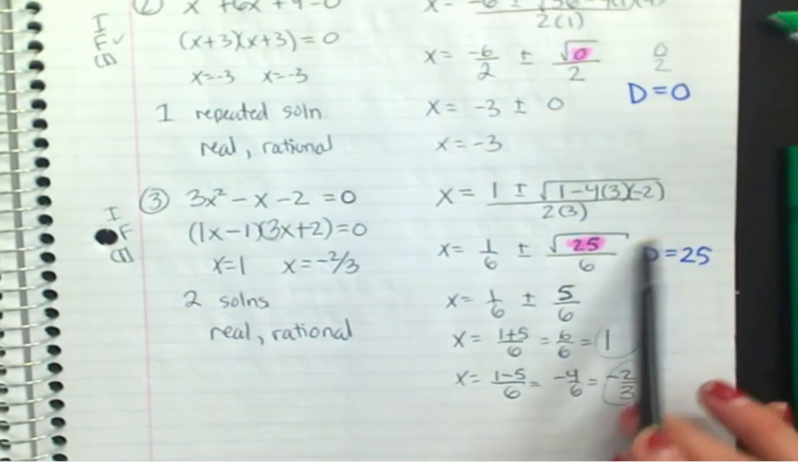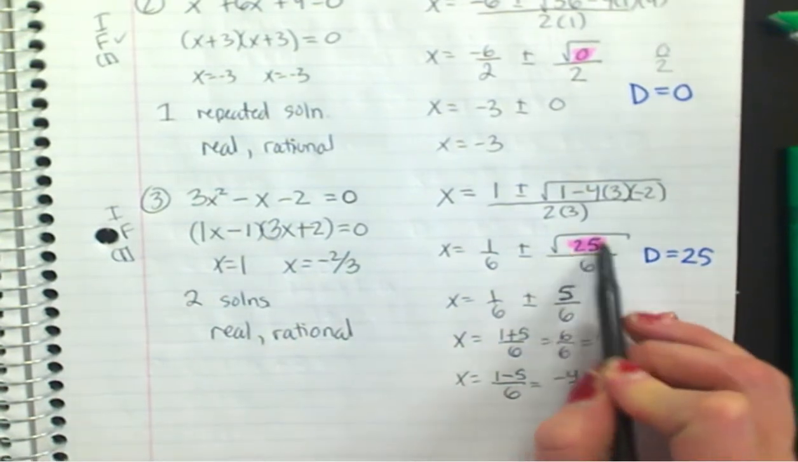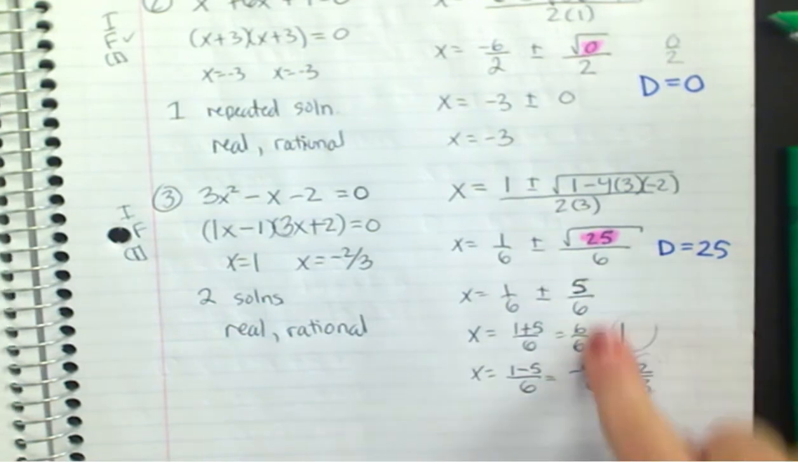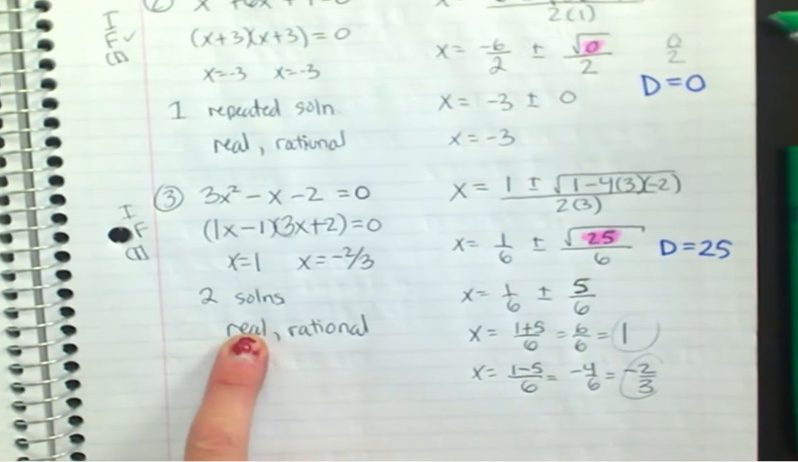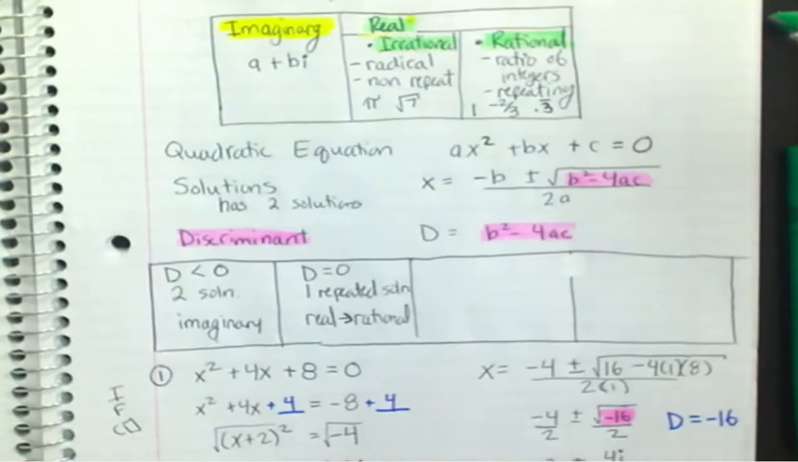Okay, so a perfect square. Notice that my discriminant is positive, but it's a perfect square. Your discriminant goes under the radical. What happens when you put a perfect square under the radical? It simplifies to a ratio of integers. Real ratio of integers. Okay, so let's put it in our box.